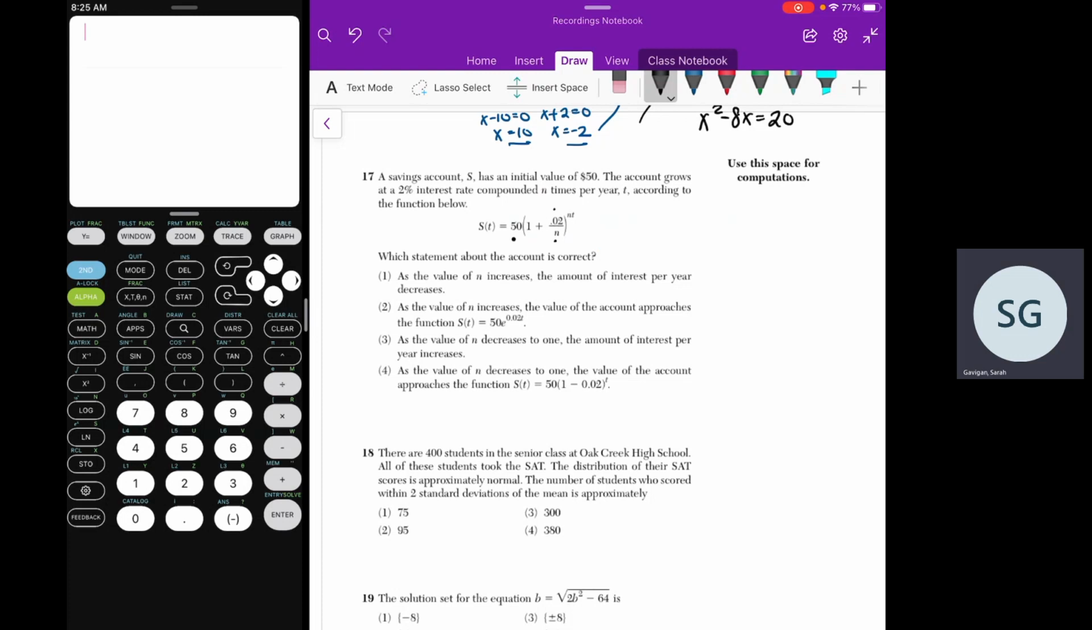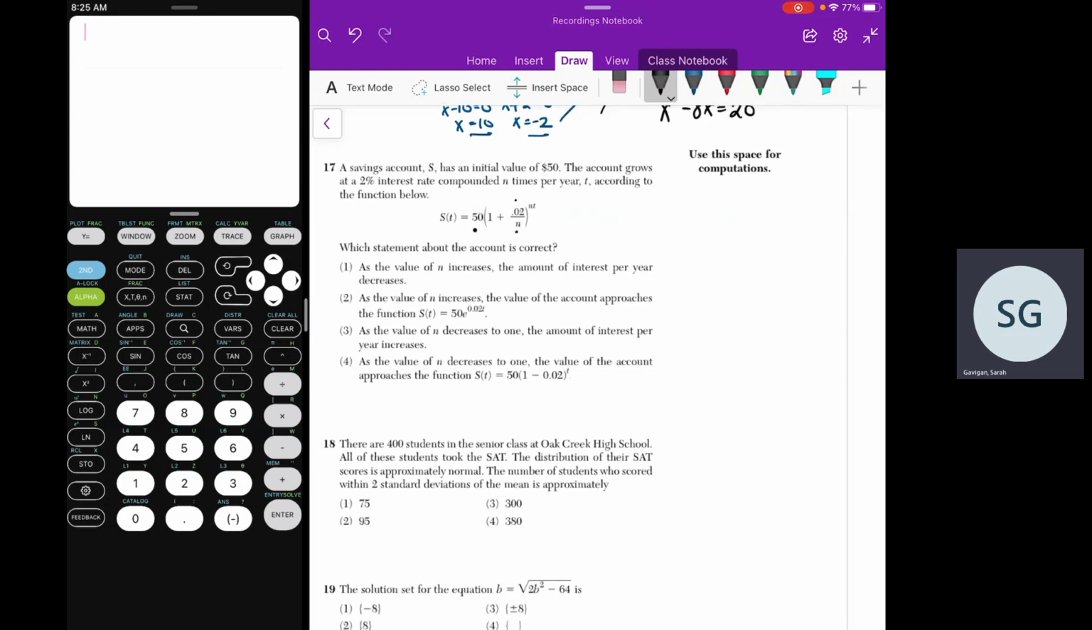This question is not a think about it question. This question is not something you should just reason through. You should do the math and prove which situation is correct. So what I did when I did this question is I said, well, we're talking about n increasing. And so what's going to happen to the amount of interest? So the amount of interest increasing or decreasing is going to affect the total amount that you have. So let's just pick some values.